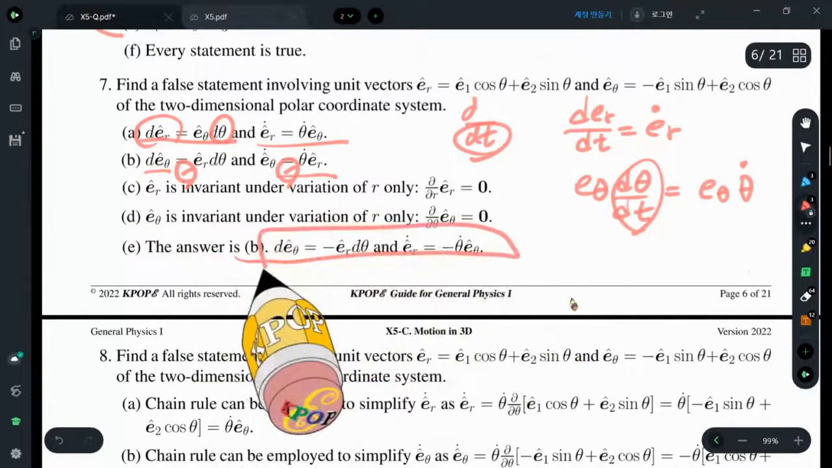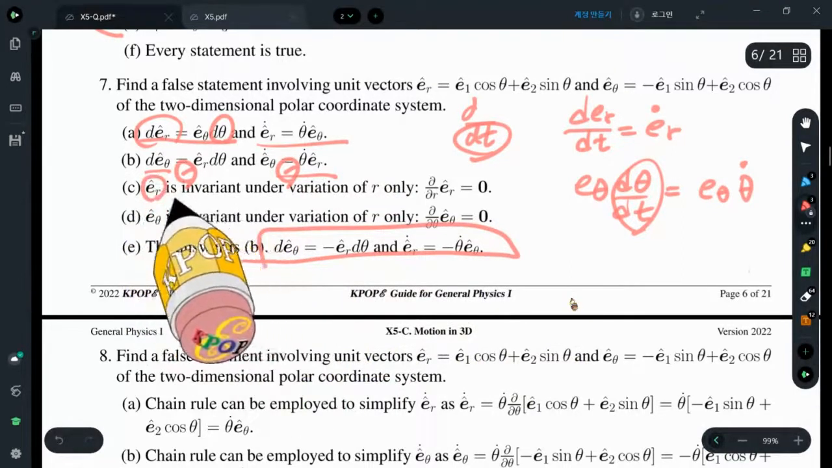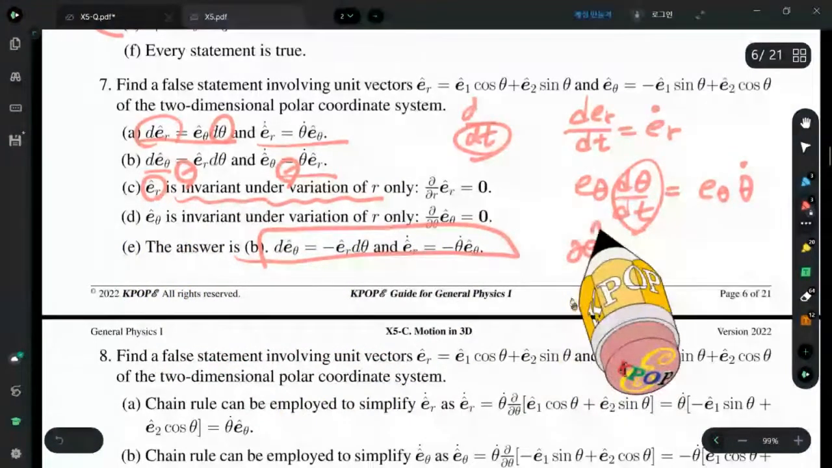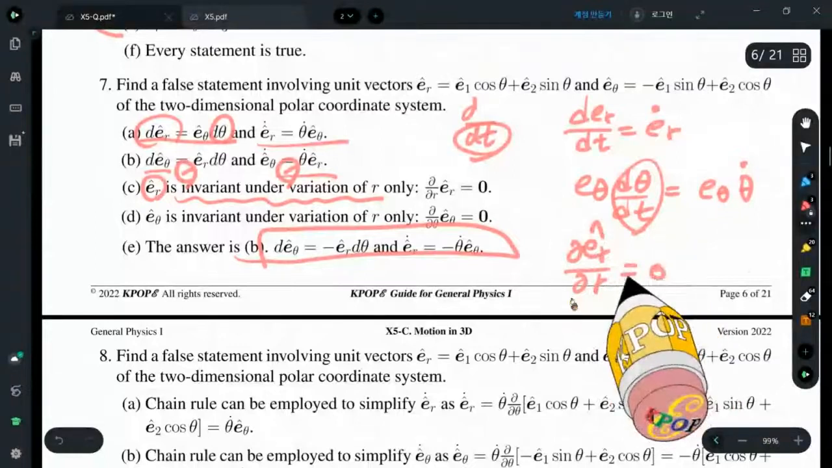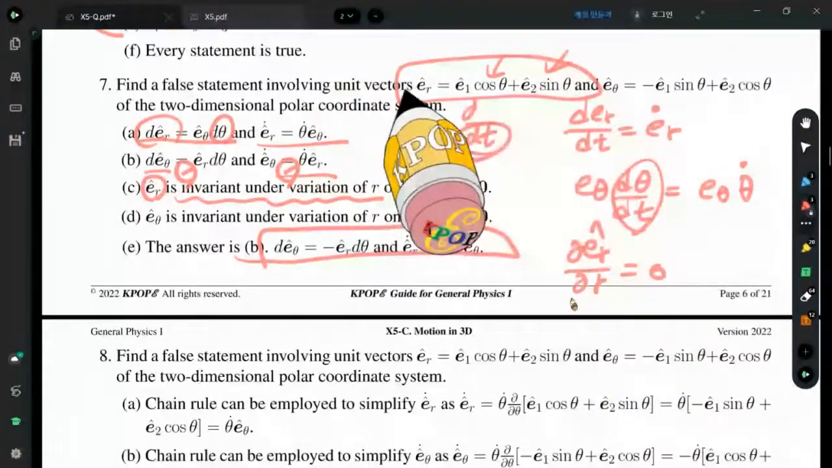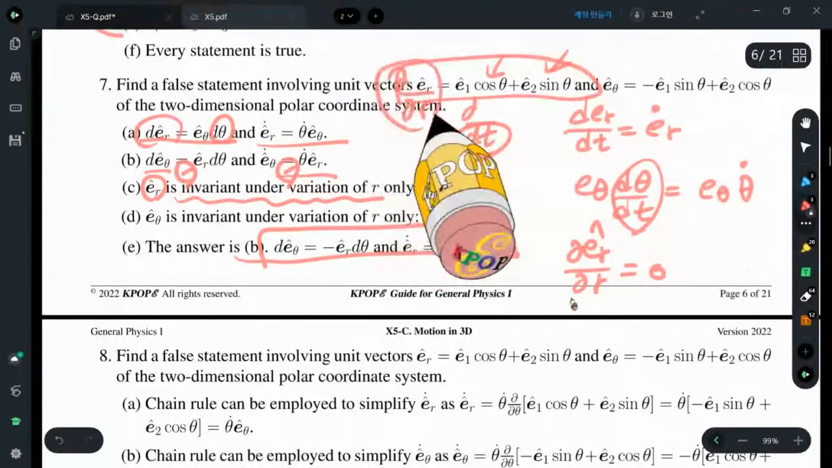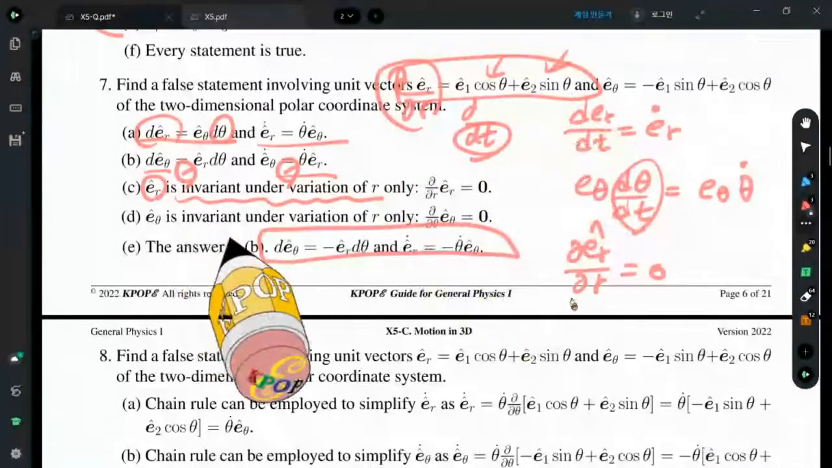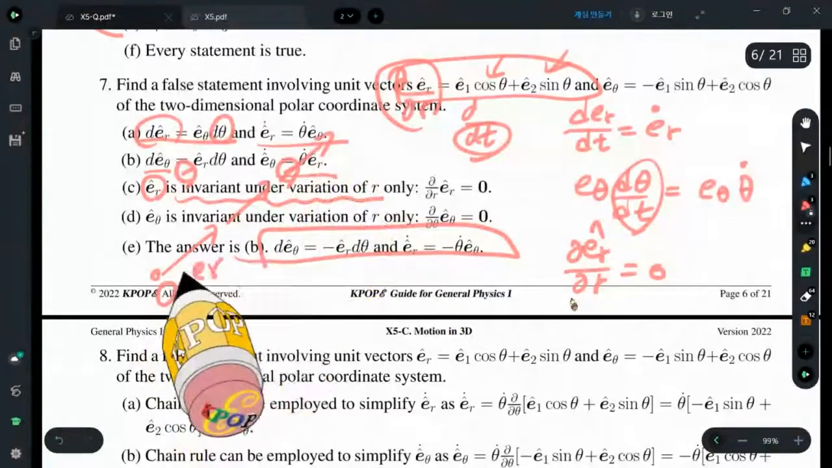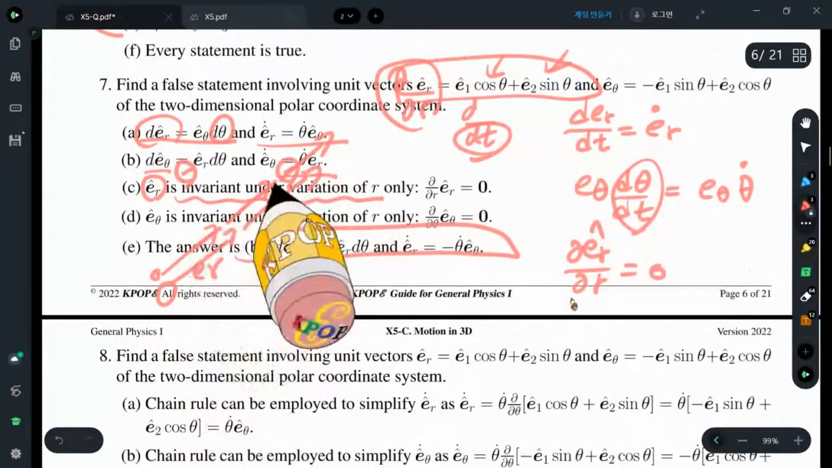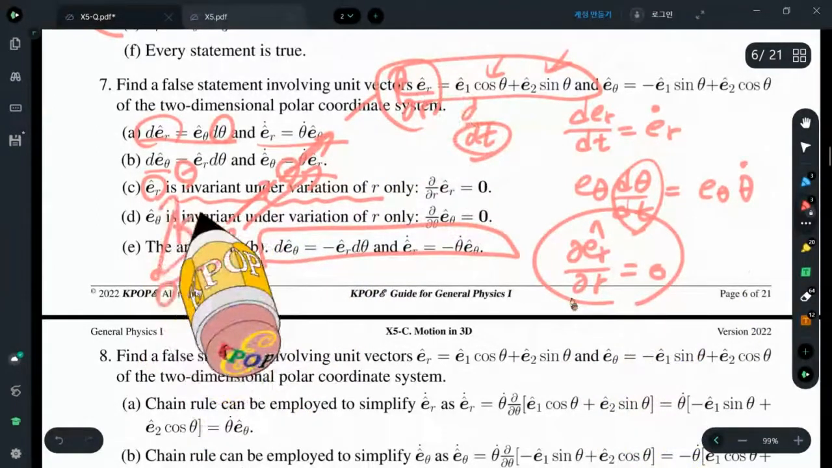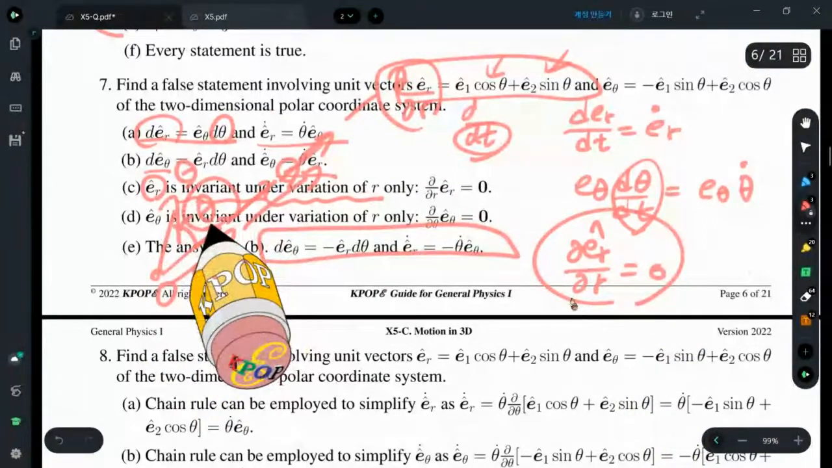ER is invariant under the variation of R, right? ER, this one is 0 because no R appears. If I take the derivative with respect to R, it is 0. The reason is that ER, origin, ER. If I change the radius, ER is still the same. ER changes direction only when I change the angle.